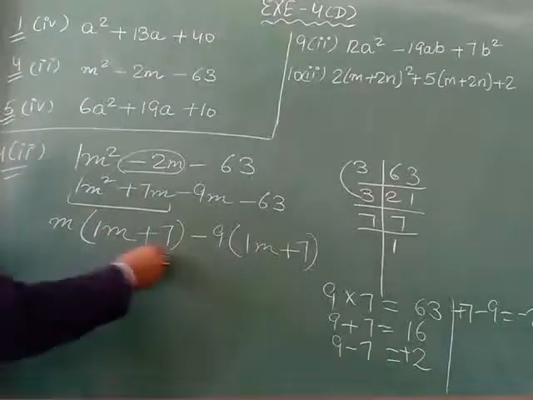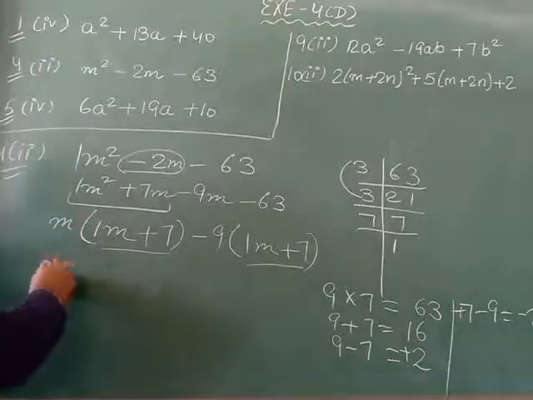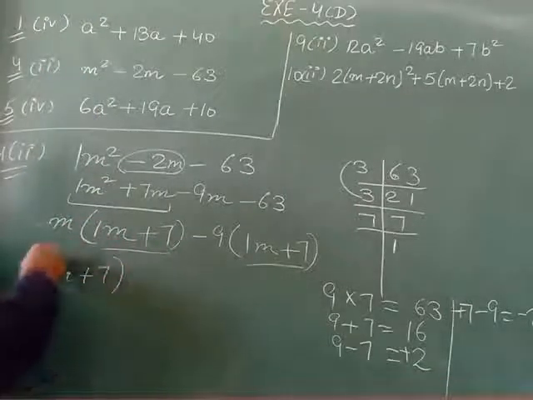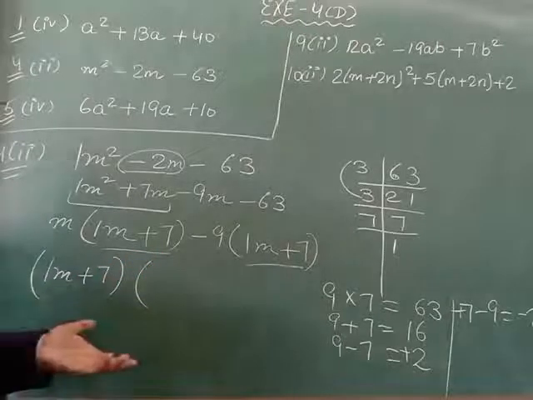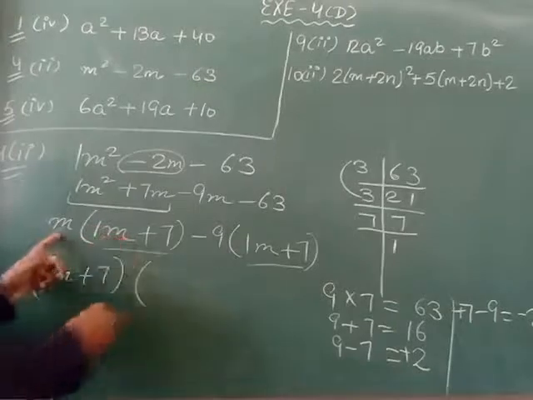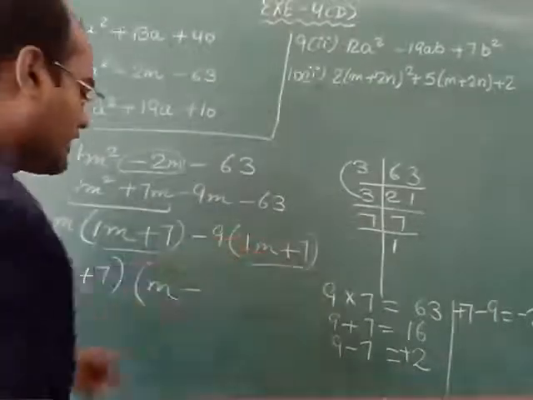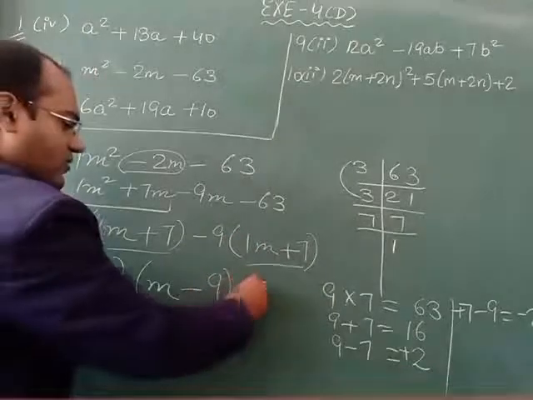Now these two brackets we will take common because they are the same. m plus 7 is common. Now in the other bracket we will write the remaining part. Remaining part is this one we have taken common, so m is remaining, minus this one we have taken common, so 9 is remaining. So this is your final answer.